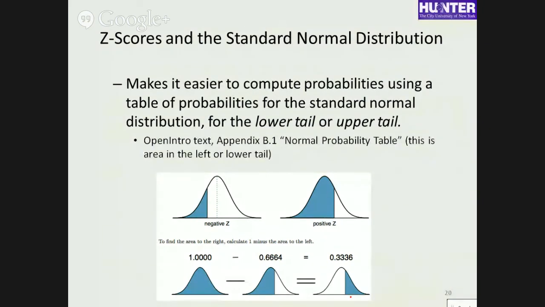The main reason that we do this is because there are tables of the z distribution, of the standard normal distribution. There's one in your textbook, Appendix B.1. I took a screenshot from this, and it has values you can look up for negative z and for positive z, giving you the so-called left tail distribution.